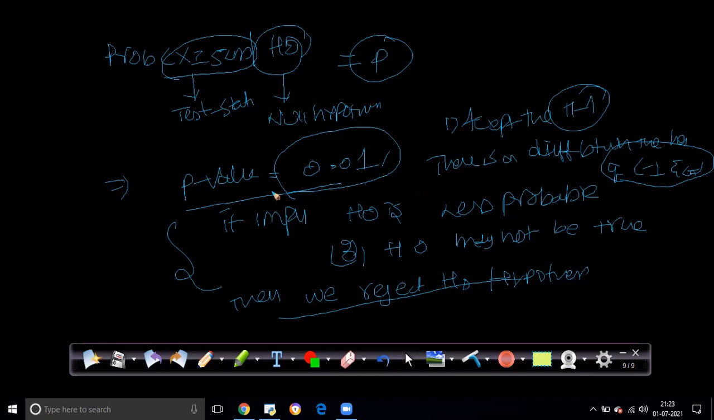So here we are talking about the p value, and if the p value is very small, we have to reject the null hypothesis, and if the p value is greater than 0.05, we have to accept the null hypothesis. So how are we going to compute this p value, which is very important, guys?